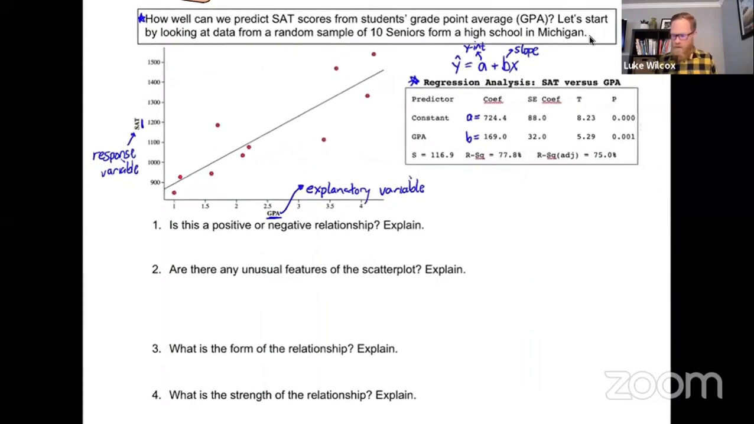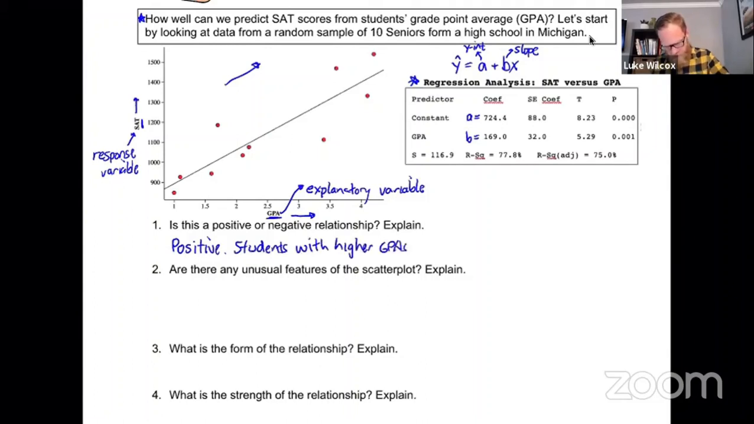Question number one, is this a positive or a negative relationship? Well, I think very clearly by looking at the scatter plot, you see that upward trend as we move to the right, which is in fact indicating to us that we have a positive relationship. But we also want to be able to explain that. And what it means to have a positive relationship is that as the GPA goes up, we are noticing that the SAT scores tend to go up. We're moving in this direction, right? So let's put that into words. What we're going to say here is that students with higher GPAs tend to have higher SAT scores.